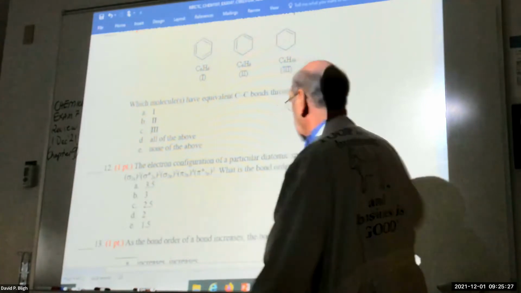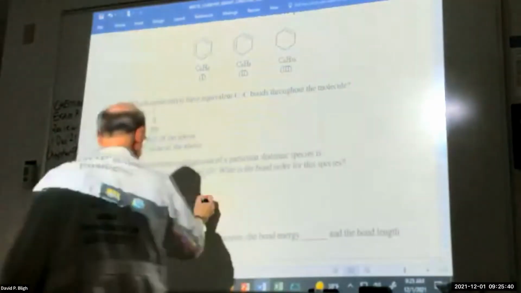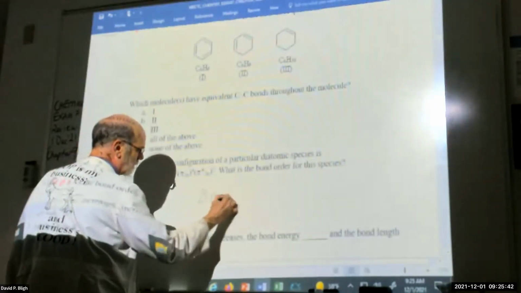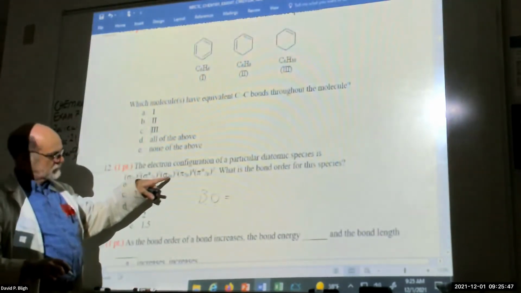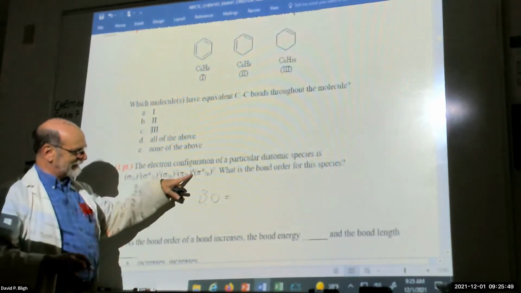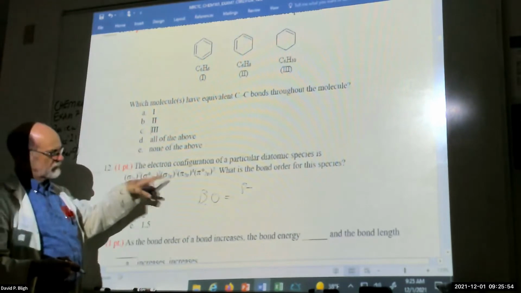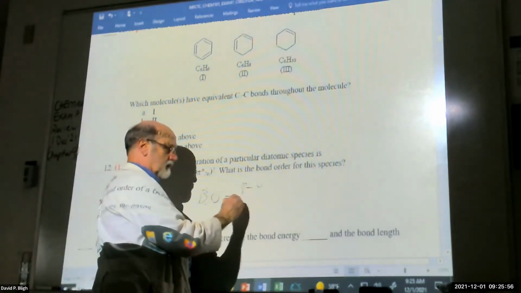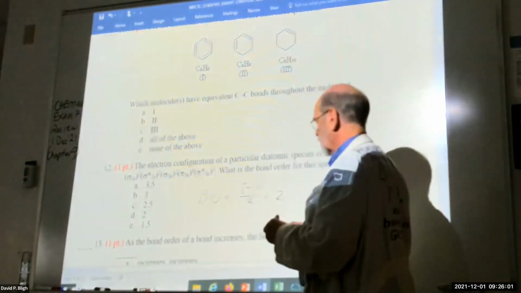Okay, so let's see what the question is. This diatomic species has this molecular orbital configuration. What's the bond order for the species? Okay, so this one's easy. Remember how to calculate bond order. You just take the bonding electrons, 2, 4, 8, and subtract the anti-bonding, 2, is 4, divided by 2. So that should be 2. So the bond order here is 2.